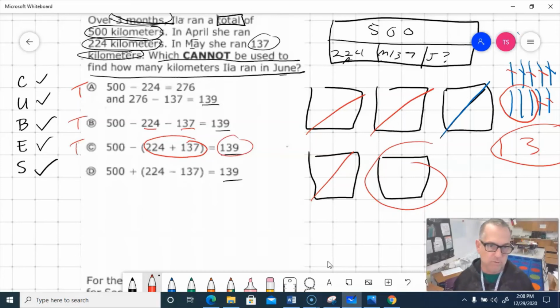And D, is D true or false? D is false. I know D is false because it has an addition sign right here, and if I add the difference of 224 and 137, it's going to be larger than 500. So that is a false statement. It's not 139. So D is the answer that we're looking for.